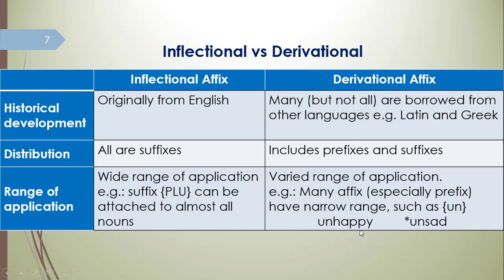So why can it be attached to happy but not to sad? We don't know, because that is the rule in English. That is the rule set by the people who created English. This is why some derivational affixes have a wide range of application. However, some of them also have a narrow range of application.